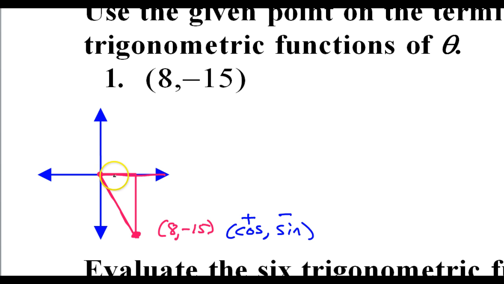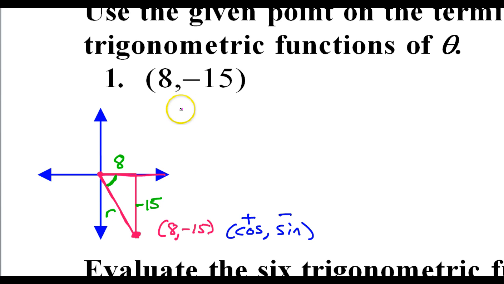Alright, so let's find all the trig values of this reference angle right here. Looking at the coordinates, 8 and negative 15, 8 is the x value, so that's my 8 right there. And then I've got the negative 15, so it's going to be down 15. So all I really have to do is find the hypotenuse, and we'll just use the Pythagorean theorem for that. This hypotenuse is the radius, so I'm going to call it r.